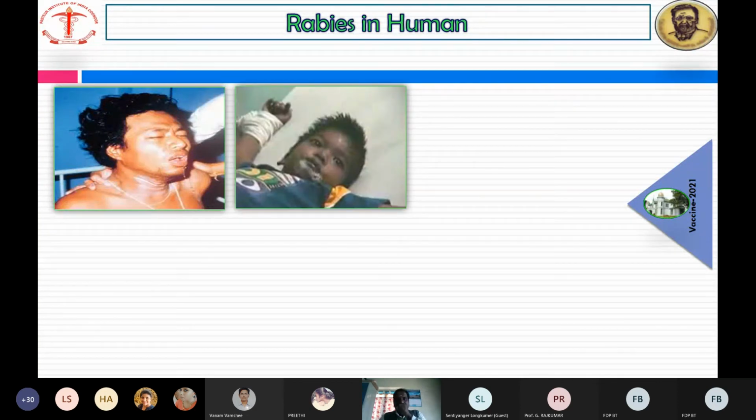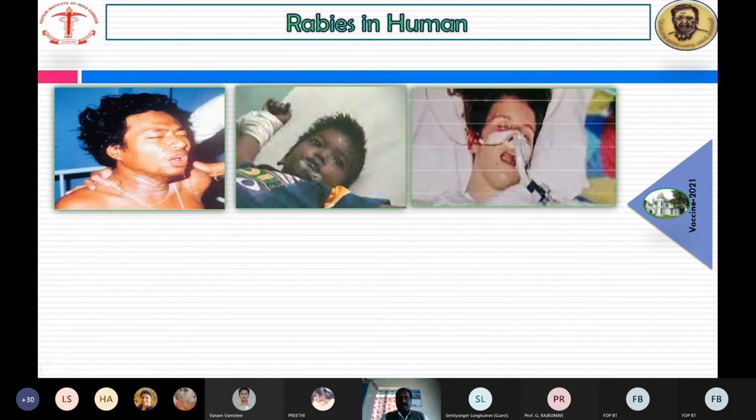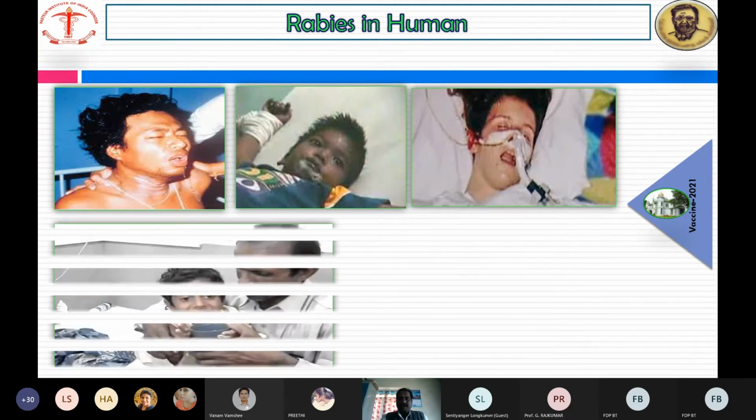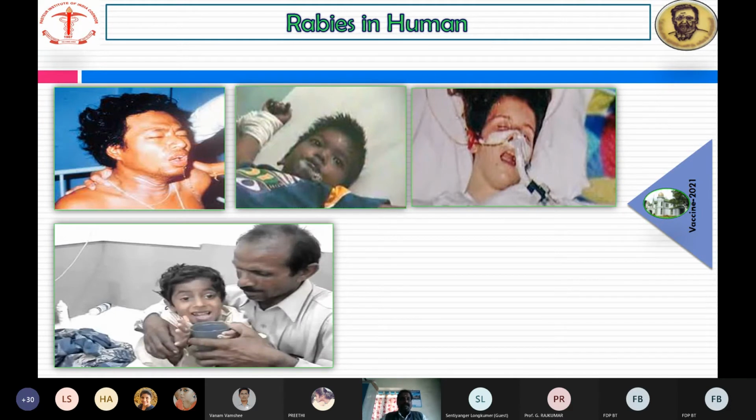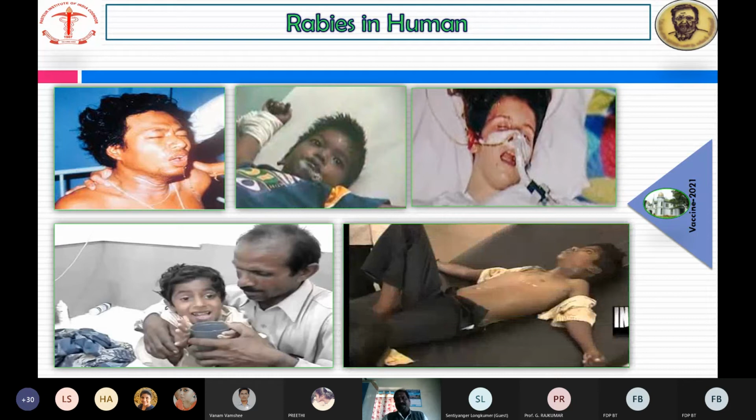Next is drooling of saliva over the entire area, and you can also find his hand is tied to the bed. So this person is in the final stage. He is using oxygen for nebulization. Next, what is hydrophobia? You are not able to drink water, and finally the person is in a mad condition. So these persons are called rabid persons because they are in the final stage.